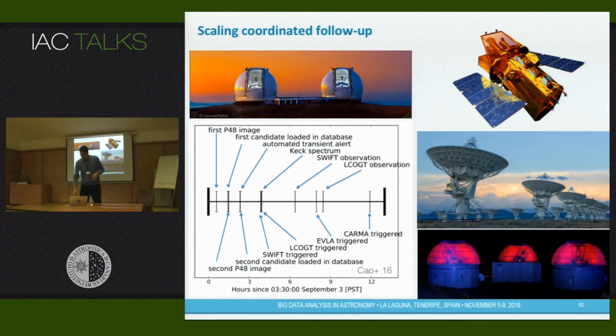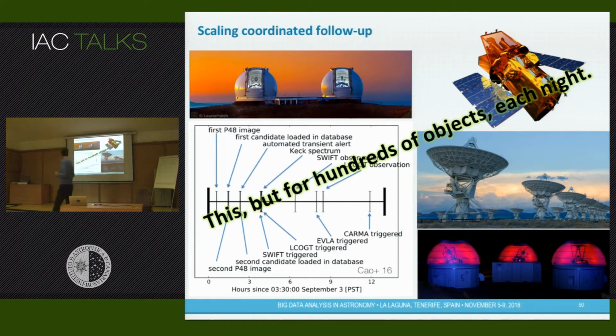The reason this was possible was because there was a coordinated follow-up network and a process in place for these kinds of objects. So that when an object appeared, you didn't have to think, what is it that I need to do next? You had a process. This is what I do. There's no time to go and figure things out on the fly. So the challenge now is that we want to do this, but for hundreds of objects each night.